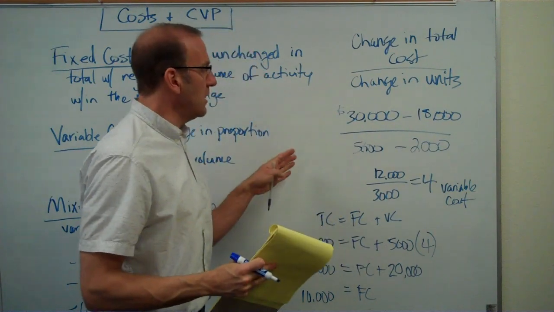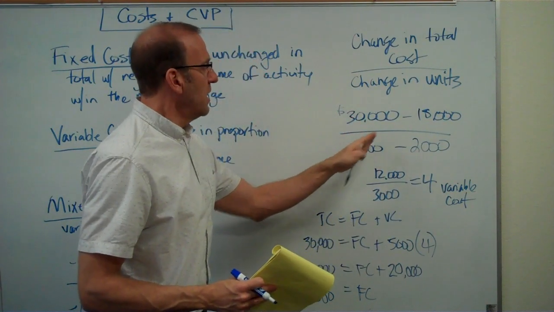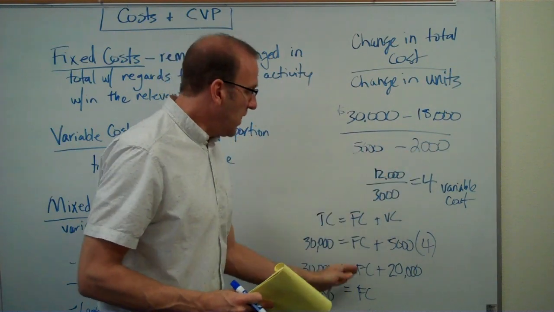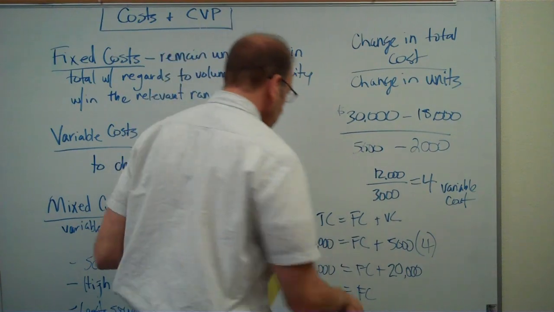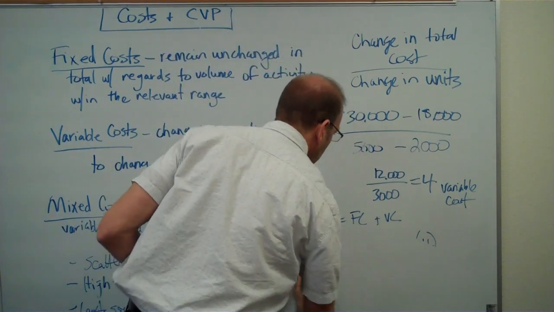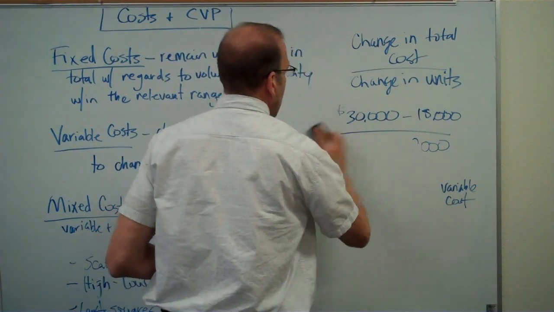So this is how you do the high-low method. You take the high activity and you subtract the low activity, and that gets you your variable, and then you solve to get your fixed portion. Now the next one I'm going to look at really quickly is the scatter graph.